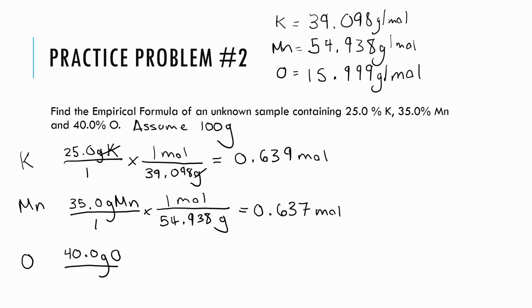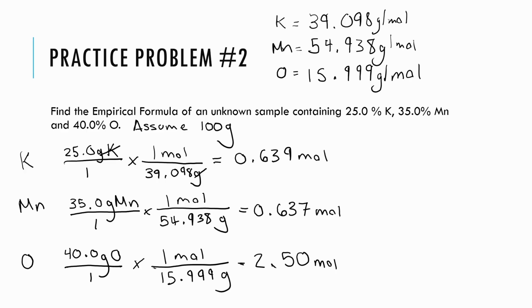Up next, we have oxygen. In this case, we're going to convert it to moles as well, and we're going to have 1 mole over 15.999 grams. We're going to take 40.0 divided by 15.999 grams, and we're going to get 3 sig figs again, so 2.50 moles. Now we can't write K 0.639, Mn 0.637, O 2.5.